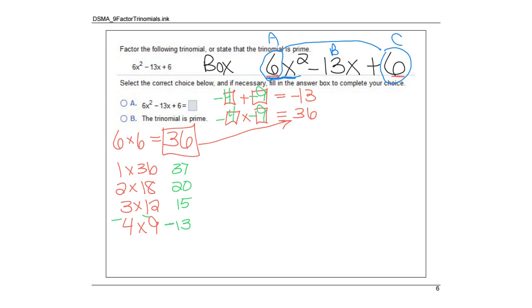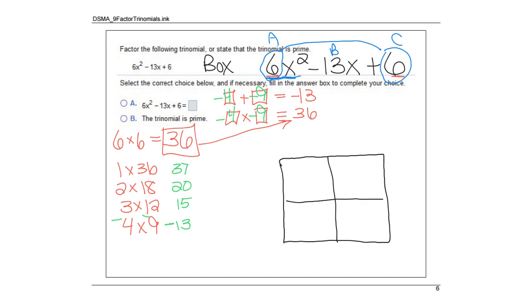Now, I would like to say we were done because that's how it was in the problems in DSMA 7. But the reason we're not done is because we have that 6 in the front. And so we have to use some method. We either have to use the AC method, which I'm going to show you on the next page, or we use the box. My coworker, Mr. Syme, convinced me of the box. So I'm a believer now, but I will still show you the AC method.